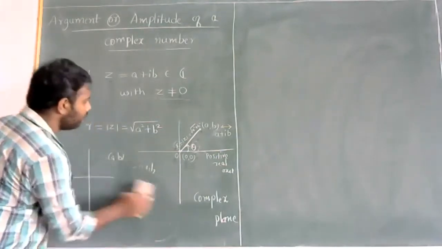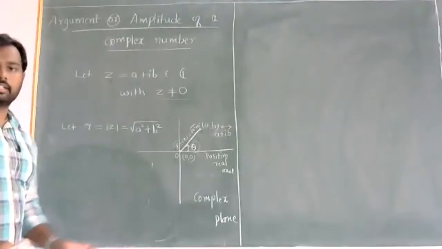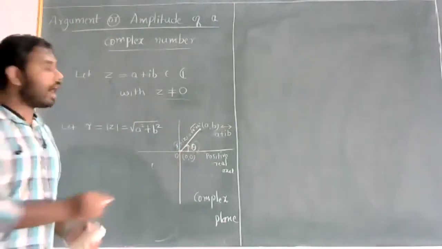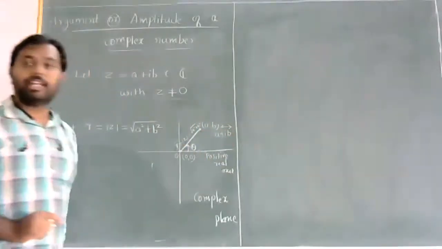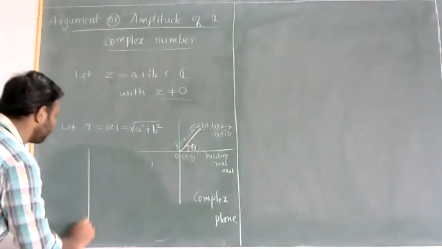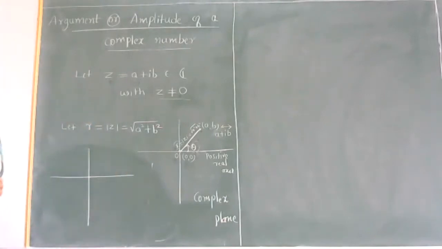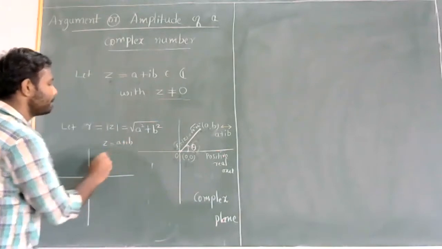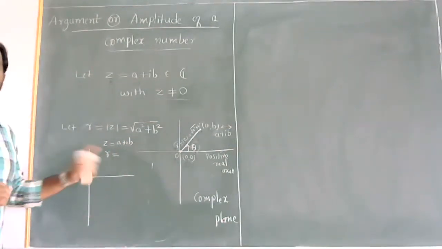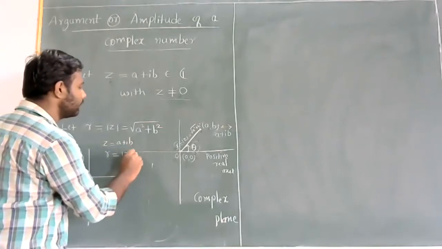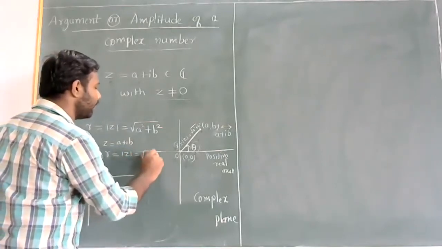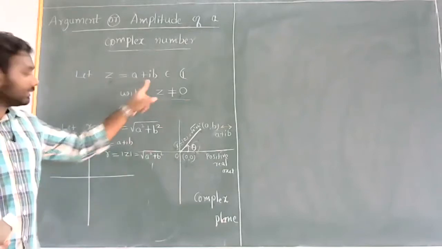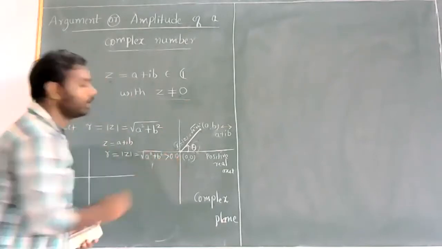Now we have a new method. We have a new pair of real numbers, r and theta, to identify the complex number a plus ib. How? Consider the complex number a plus ib. First calculate r, that is, the modulus of z, which is the square root of a square plus b square. As we are considering a non-zero complex number, r will be strictly positive.